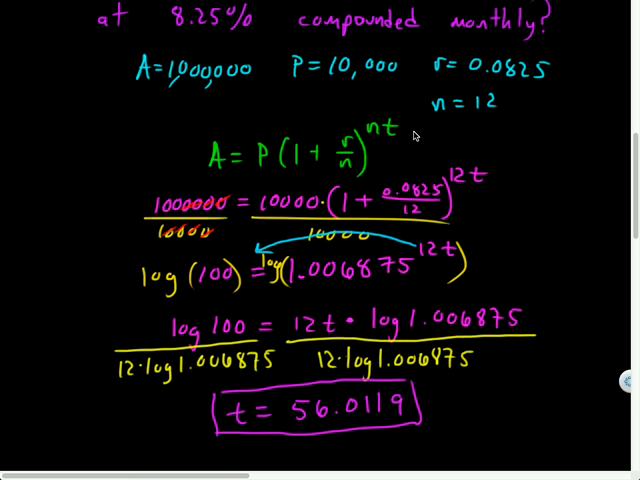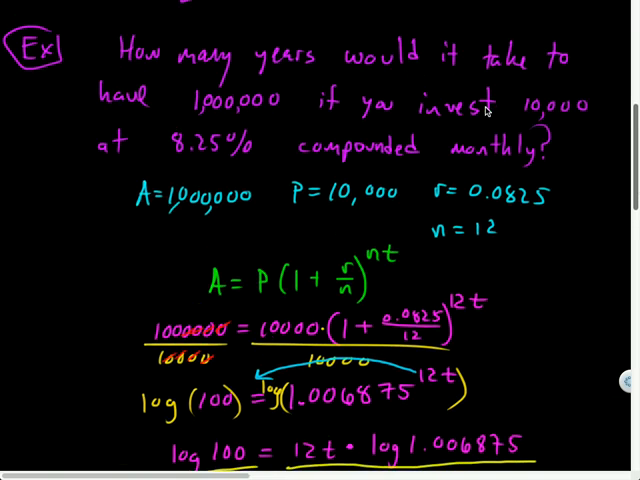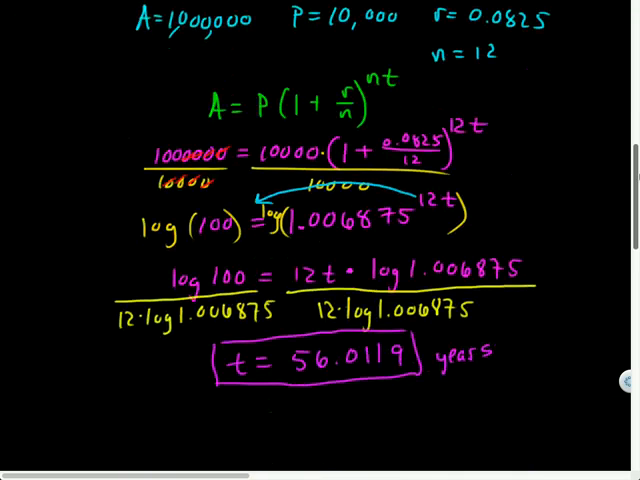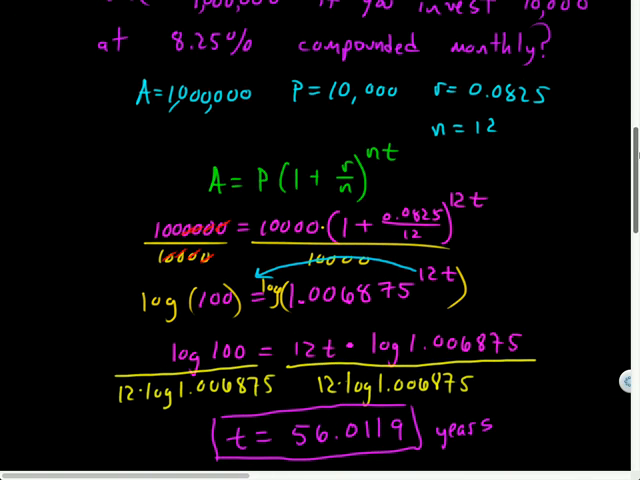What? That 56.0119, what is that equal to? This is the number of years. Yep, good point. I should label my answer, and technically I should probably also answer it with a sentence, but yeah, so pretty crazy stuff. So now I know exactly how many years it takes for that to happen.